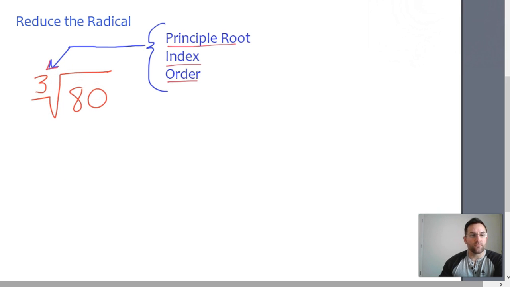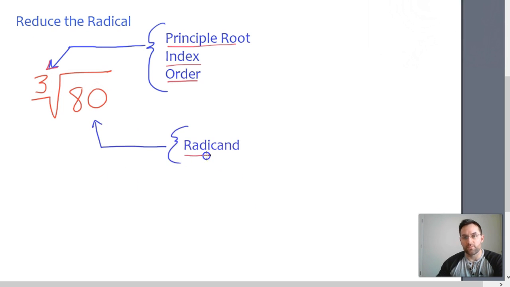Then we have something called the radicand, which is the other number that we see. This right here is the radicand, the 80. That's that value right there. And then the third and final part that we again need to remember is the radical symbol, which is right here. Okay, so those are our components, and we're going to go ahead and work this out.